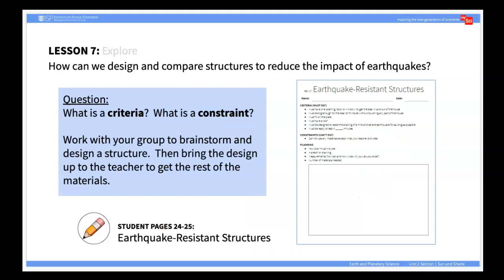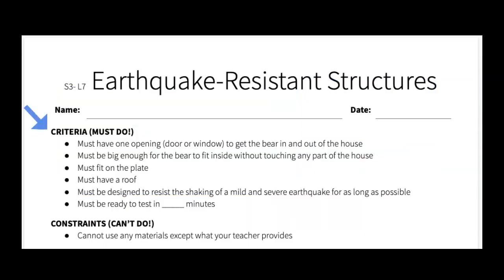Next, have a class discussion about criteria and constraints. Students should recognize that criteria are requirements, or things that they must do for the design to be successful. Constraints are the limitations on the design. For their building design, students must have one opening that the bear can move through without touching the house. The building should fit on the plate, have a roof, be designed to resist a mild and severe earthquake for as long as possible, and must be ready to test in a given amount of time. The students are constrained by the materials available to them.